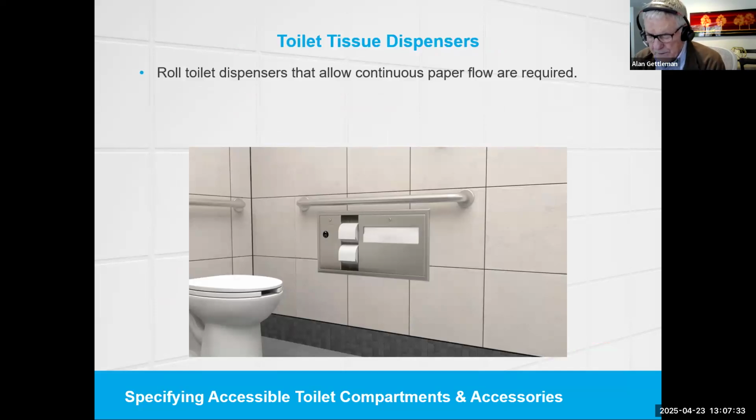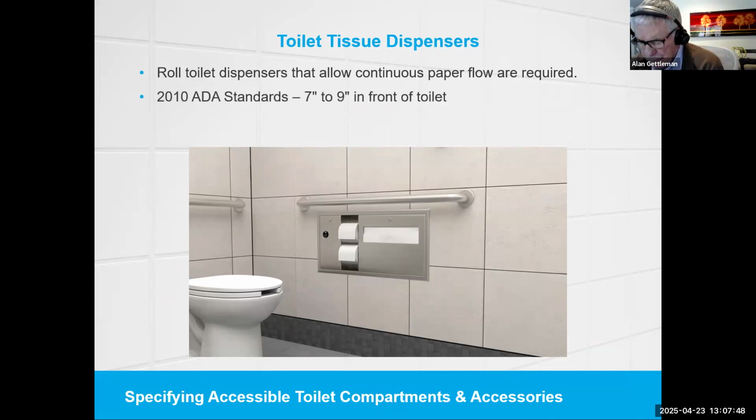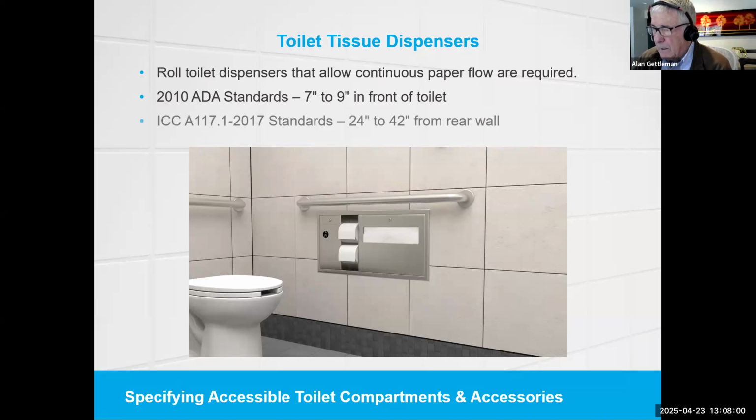Rolled toilet tissue dispensers that allow continuous paper flow are required in all accessible restrooms. Dispensers that can control continuous paper delivery should not be used. The 2010 ADA standards require rolled toilet tissue dispensers be installed with the dispenser center line 7 to 9 inches in front of the leading edge of the toilet. The ICC A117 standards establish a different measurement protocol, locating the toilet tissue outlet between 24 inches minimum and 42 inches maximum from the rear wall of the toilet compartment.